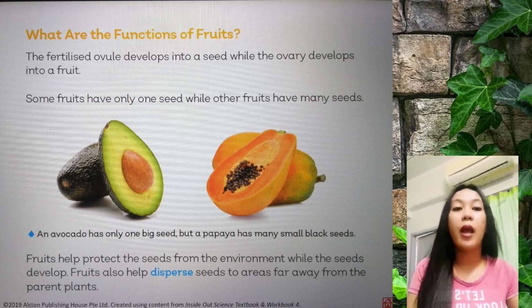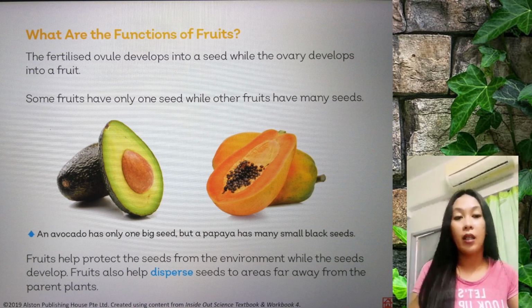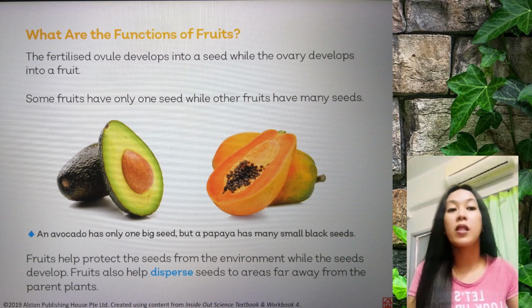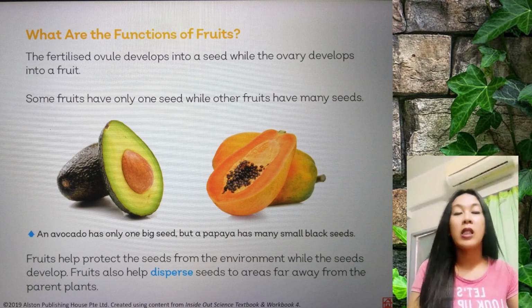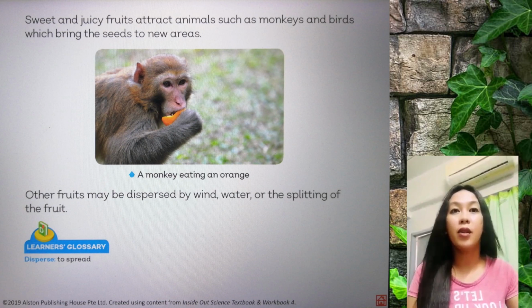The fruit helps protect the seeds from the environment while the seeds develop. Fruit also helps disperse seeds to areas far away from the parent plants. Sweet and juicy fruits attract animals such as monkeys and birds, which bring the seed to new areas. Other fruits may be dispersed by wind, water, or the splitting of the fruit.